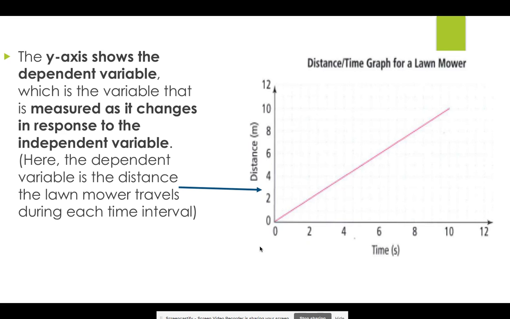Our y-axis shows the dependent variable. So this is the variable that is measured as it changes in response to the independent variable. So here it is distance. And this just means that the distance that my lawnmower travels depends on how much time I've spent driving it. Awesome. So you may have heard me talking about independent and dependent variables in our ecosystems unit or in math class, but I just wanted to touch on that one more time because it is very important when you're constructing a graph.